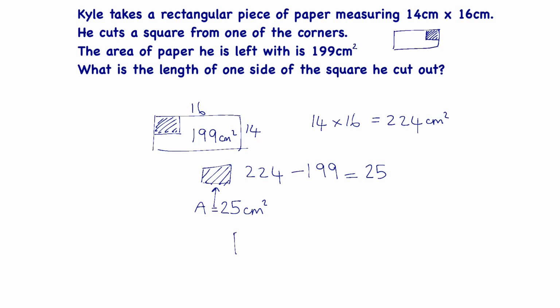Now, we know it's a square, and a square means that all four sides are the same. If the area is 25, then it's a square number, because something times something must give me 25. And I know that 5 squared is 25, so one of the sides is 5 centimetres. So the answer to the question is 5 centimetres, the length of one of the sides of the square.